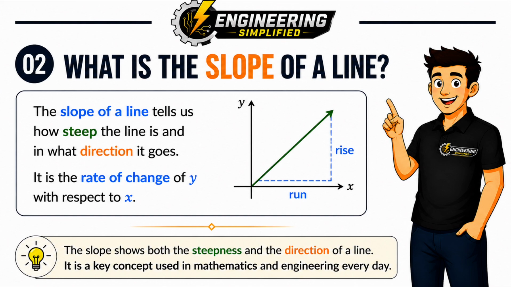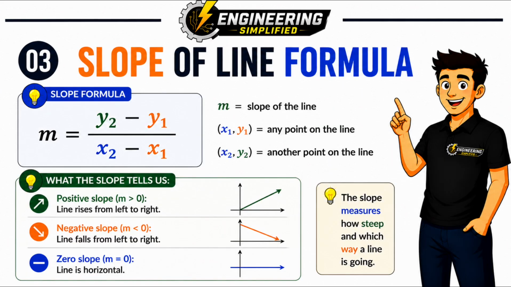The slope of a line tells us how steep a line is and in which direction it moves. It is the rate of change of y with respect to x. The slope of a line is calculated using the formula m equals y2 minus y1 divided by x2 minus x1. The formula simply compares the change in the y values with the change in the x values.